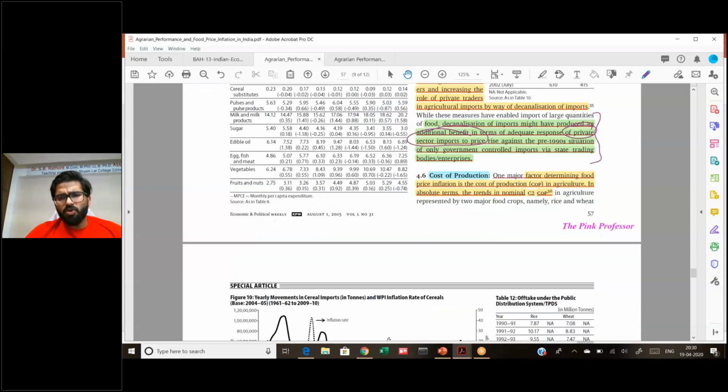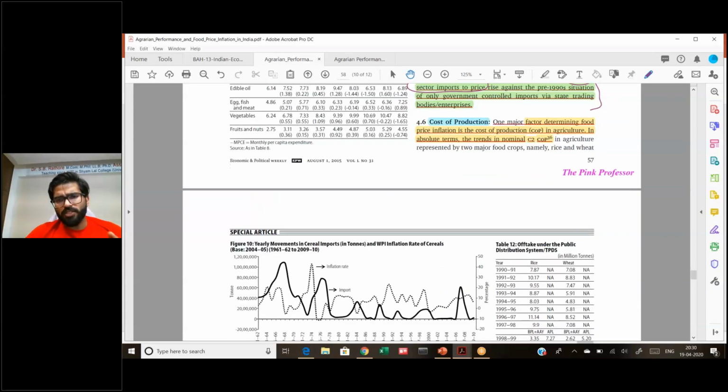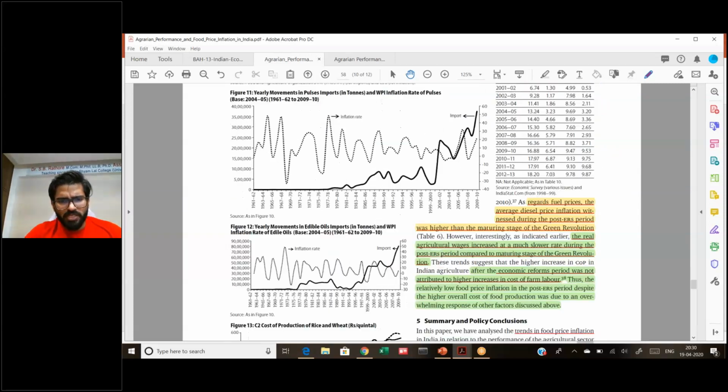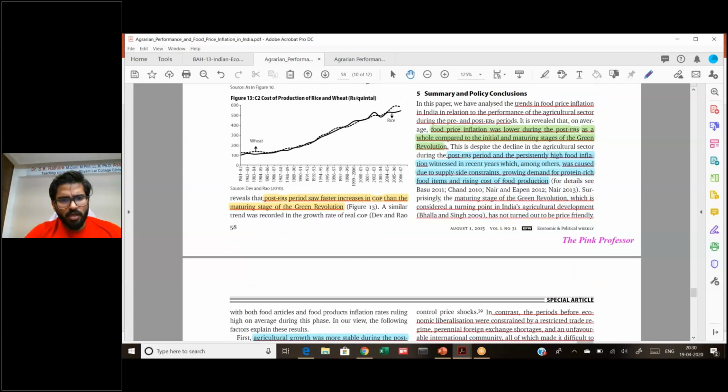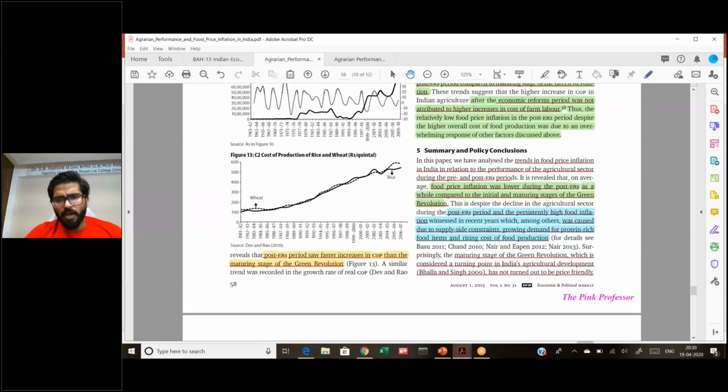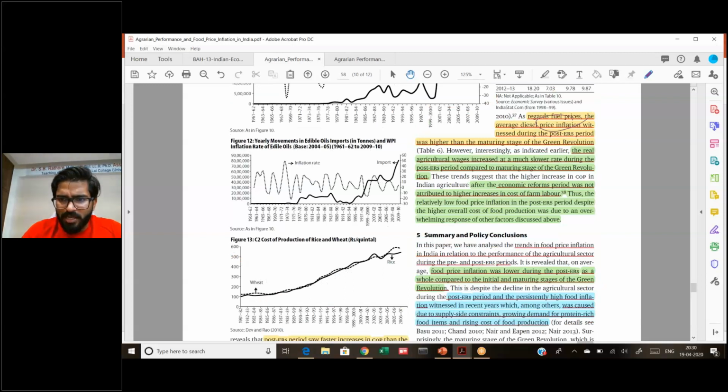The sixth reason is the cost of production. The cost of production is extremely important in terms of inflation. Of course, we see a higher cost of production in the post-economic reform period because of higher diesel prices and other factors. However, if we see the real wages increase, as I told you, the real wages increase actually happened in the 80s because of higher income.